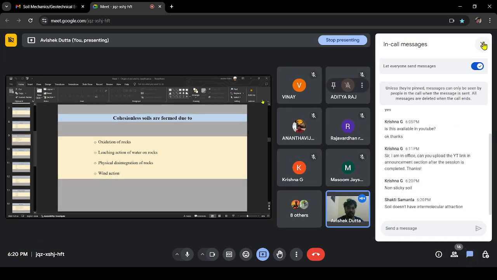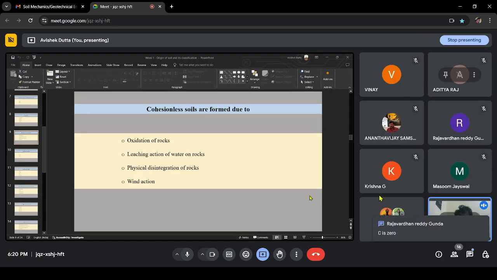Shakti Shamanta, yes. Soil does not have intermolecular attraction. Intermolecular attraction is known as cohesion. Yes, Rajavardhan, C is zero. So sands and gravels are the kinds of soil where cohesion is absent or very negligible.